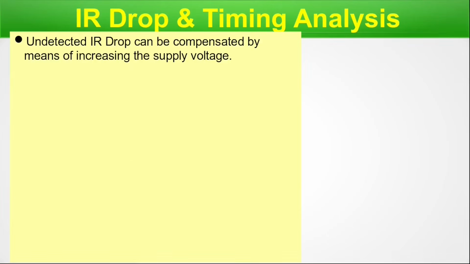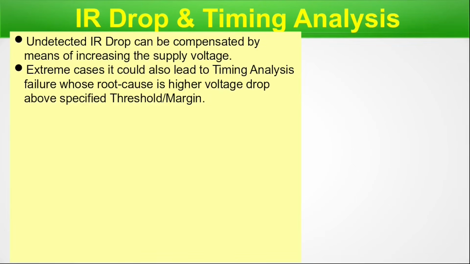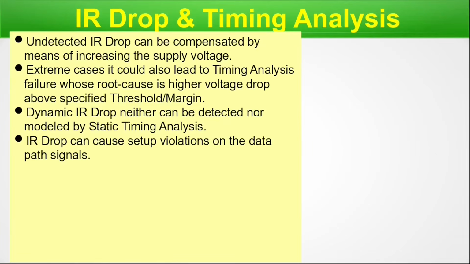Undetected IR drop can be compensated by means of increasing the supply. In extreme cases, this would lead also to timing analysis failure, whose root cause is a higher voltage drop above the specified threshold or margin. Dynamic IR drop can neither be detected nor be modeled by static timing analysis. Altogether, the IR drop can cause setup violations on the data path signals.